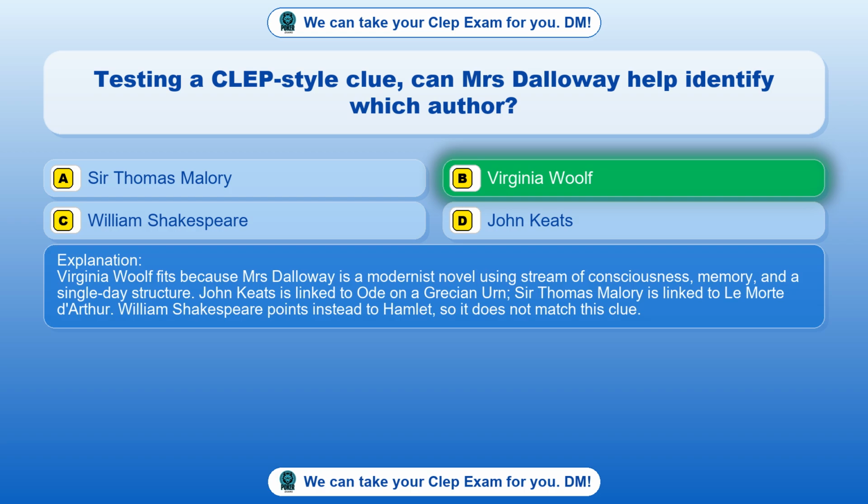Virginia Woolf fits because Mrs. Dalloway is a modernist novel using stream of consciousness, memory, and a single-day structure. John Keats is linked to Ode on a Grecian Urn, Sir Thomas Malory is linked to Le Morte d'Arthur. William Shakespeare points instead to Hamlet, so it does not match this clue.